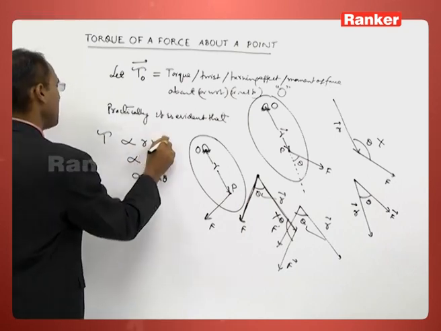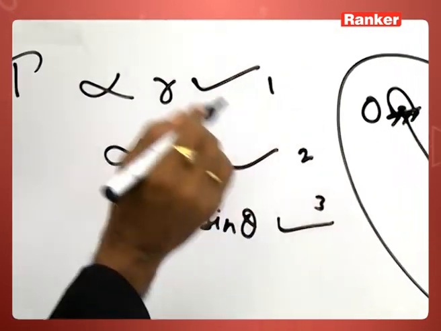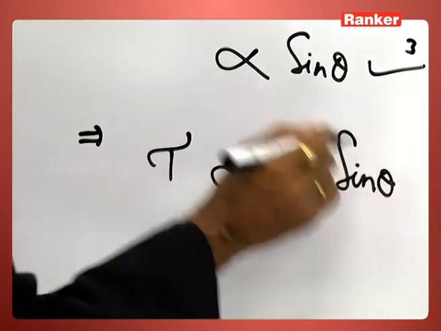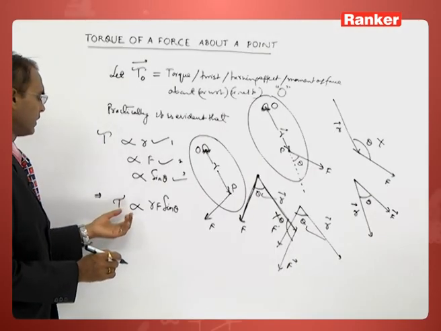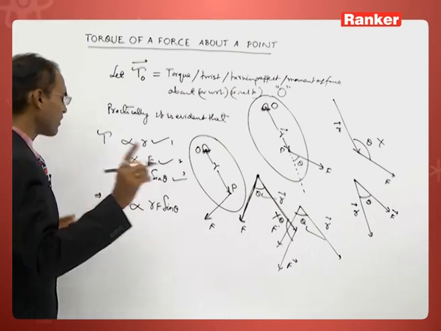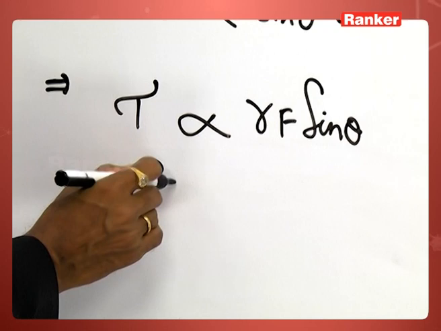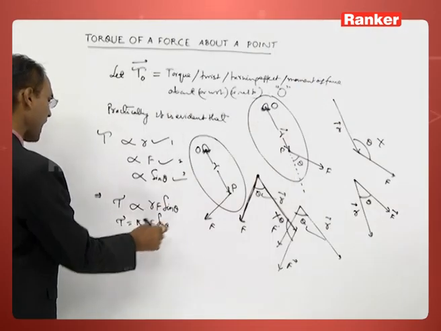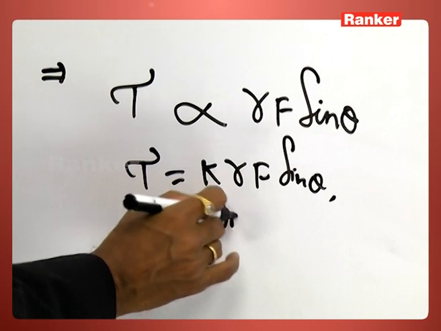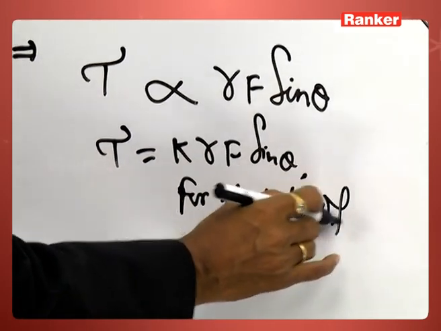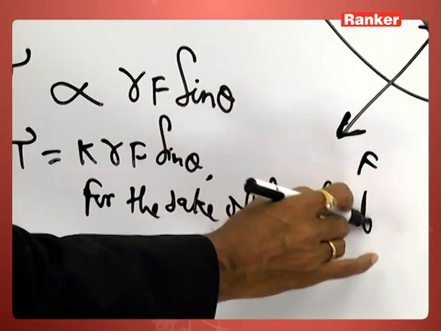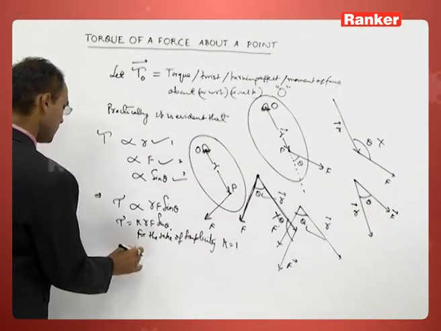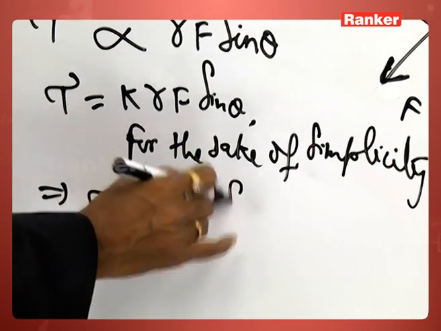Taking all these three effects, effect 1, effect 2 and effect 3 into account, torque is directly proportional to RF sin theta. Many times in physics, when you equate both the sides, we take a constant of proportionality, and here the constant of proportionality, let it be K, into RF sin theta. When you multiply, then you are getting the torque. For the sake of simplicity, we put K is equal to 1, to get torque is equal to RF sin theta.